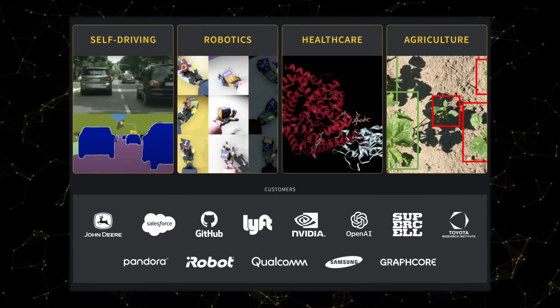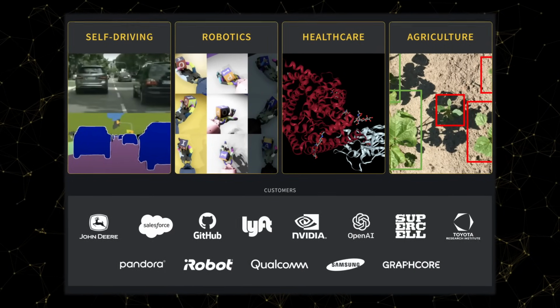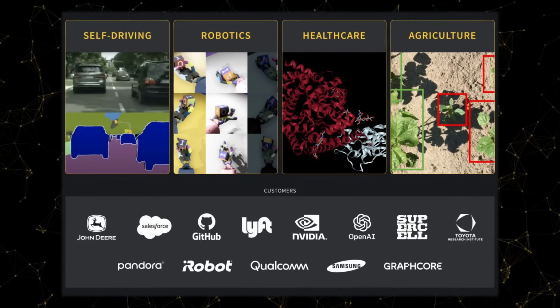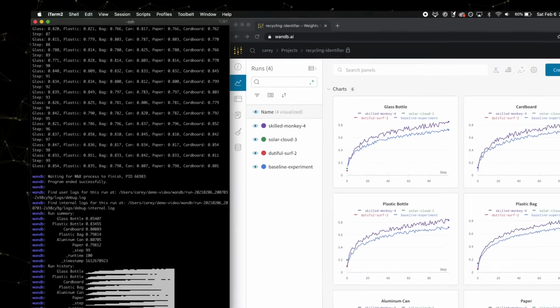W&B is trusted by over 70,000 machine learning practitioners, delivering better medicine, safer self-driving cars, more sustainable farming, technologies that build a better collective future. You can easily capture all the information you need to make your models reproducible. Your future self will thank you.